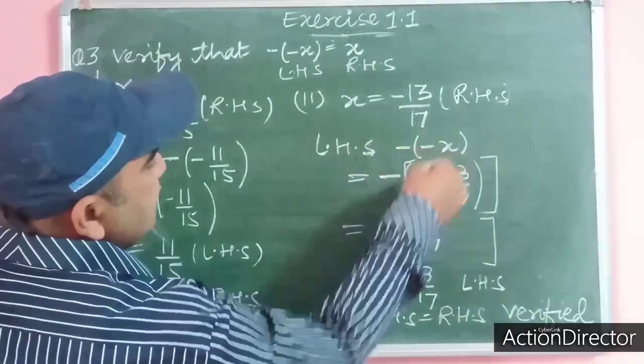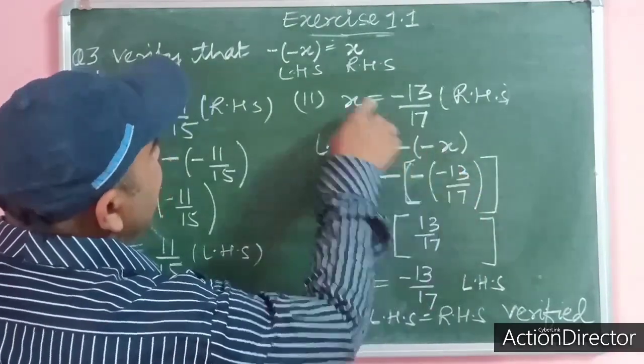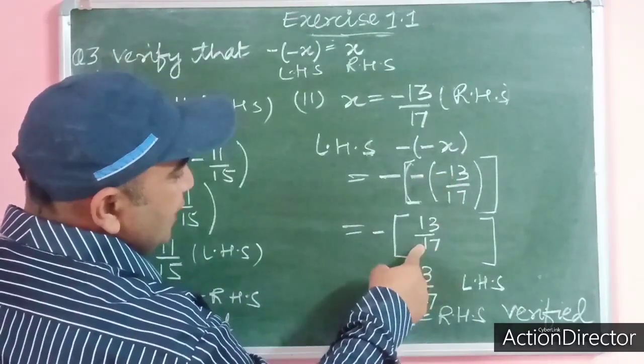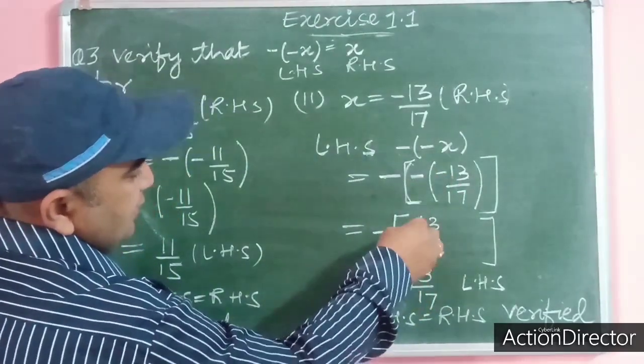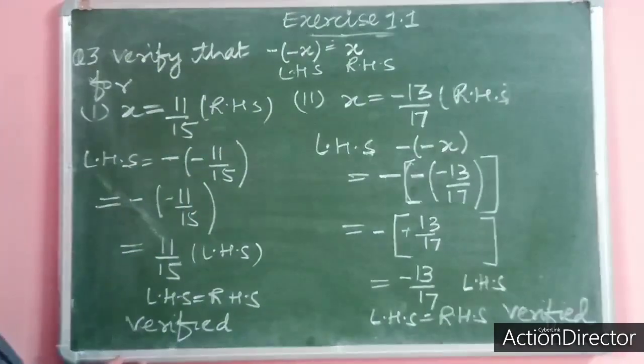Minus in the bracket minus x, minus minus x. The value of x is given as minus 13 by 17. Minus minus is plus, and then minus plus is minus. So LHS is equal to RHS, verified.